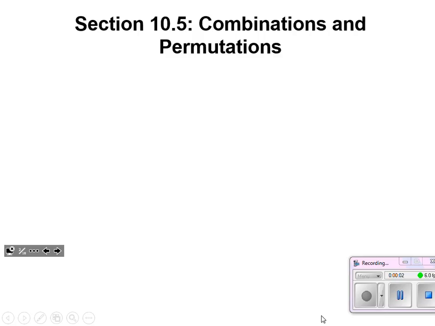Welcome to Algebra 2. Today we've got section 10.5, combinations and permutations. Now, we've been spending quite a bit of time talking about probability of events occurring, and so far our options have been pretty easy to calculate as far as, what is the size of our sample space?